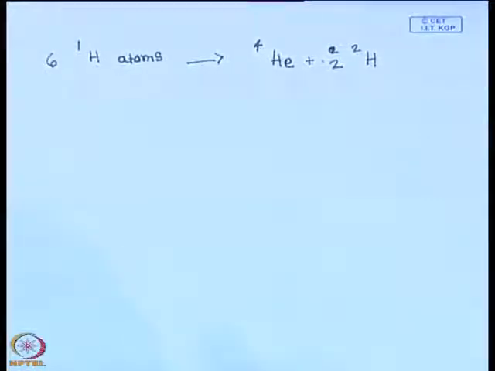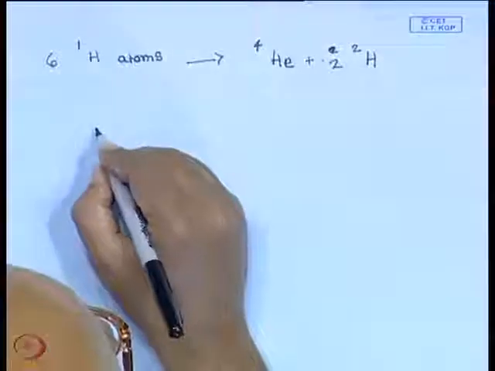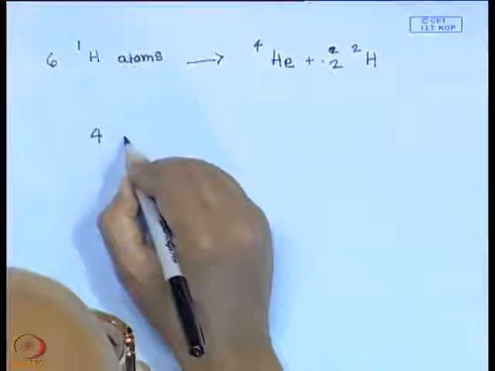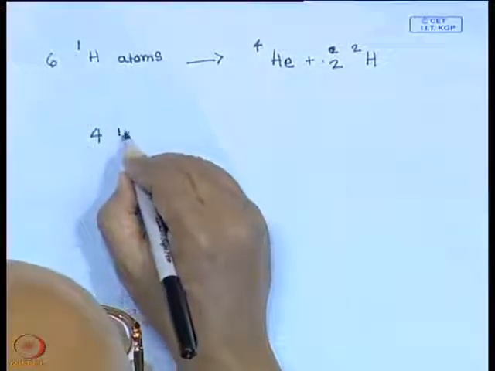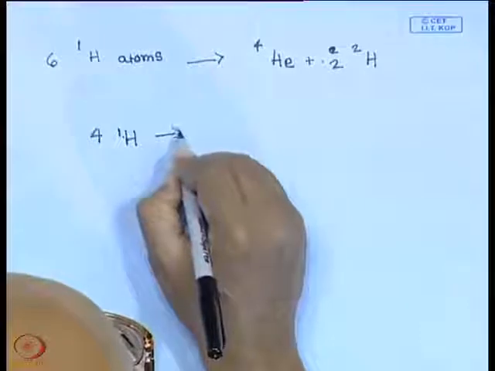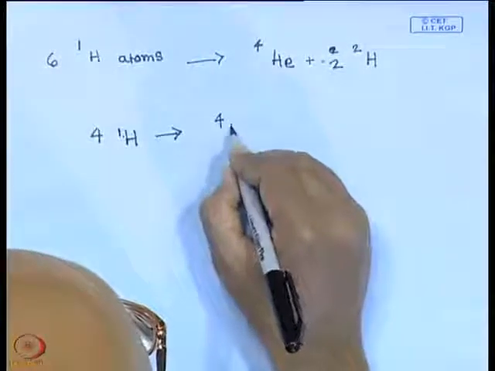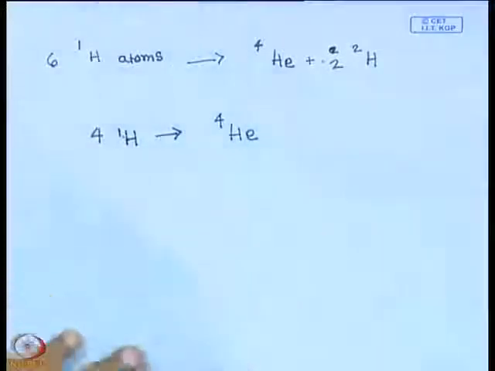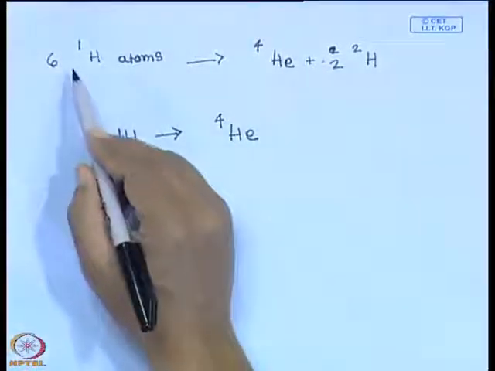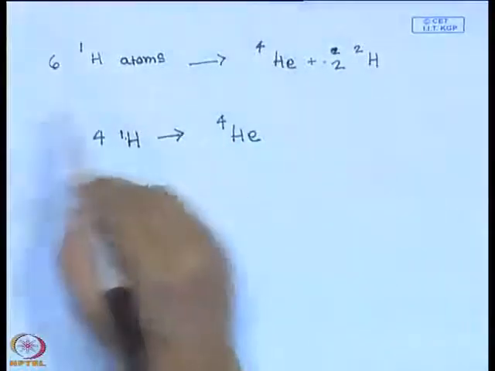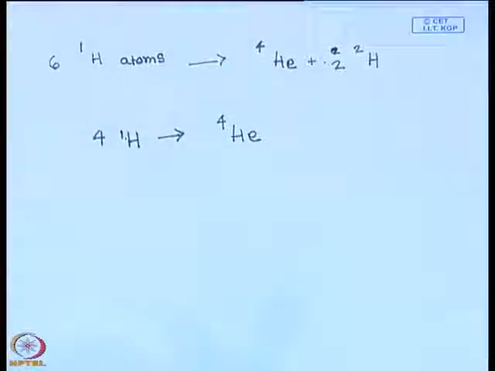This is the overall effect. If you really want to think of the overall effect, 4 protons or 4 hydrogen atoms get converted into 1 helium 4. That is what happens. 4 protons get converted into 1 helium 4. The 2 hydrogen atoms here and here, you can just forget about them. They are just intermediate.